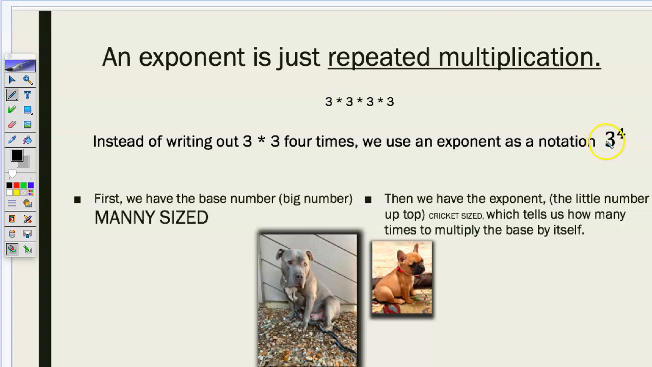You have your base and you have your exponent. Your base is the number that you're multiplying by itself, and the exponent is the number that's telling you how many times you're going to multiply that base number by itself. So base number, Manny size. Exponent, this is Manny's girlfriend Cricket, tiny little number. And that will be helpful to think about as we work some examples.